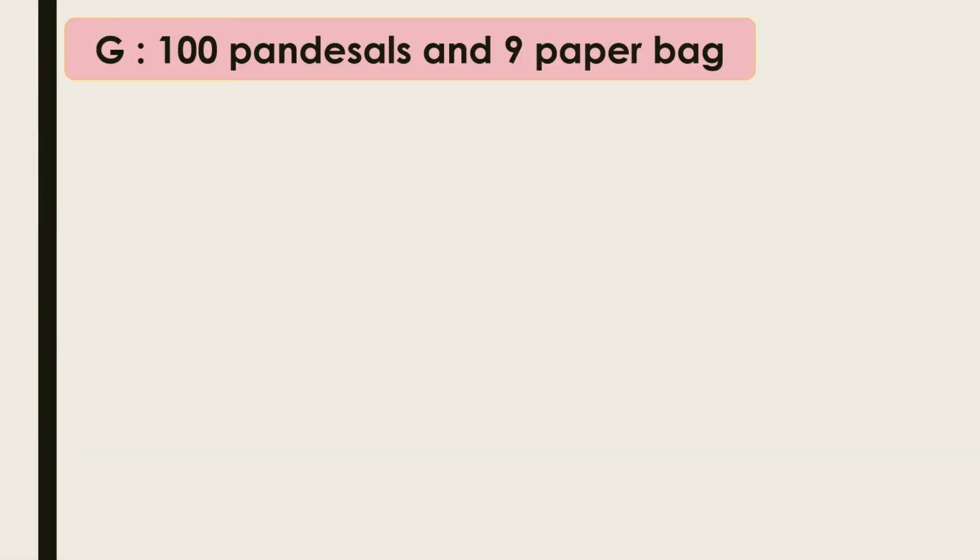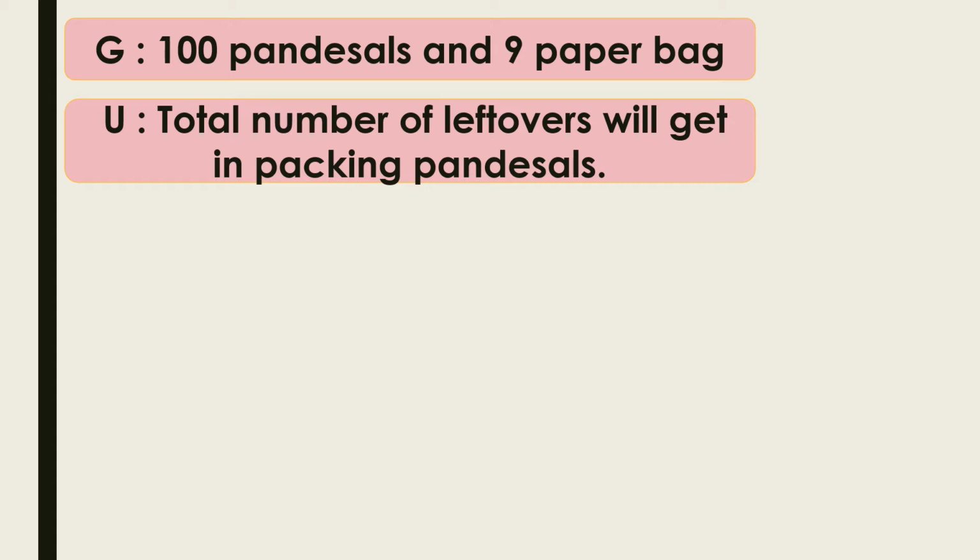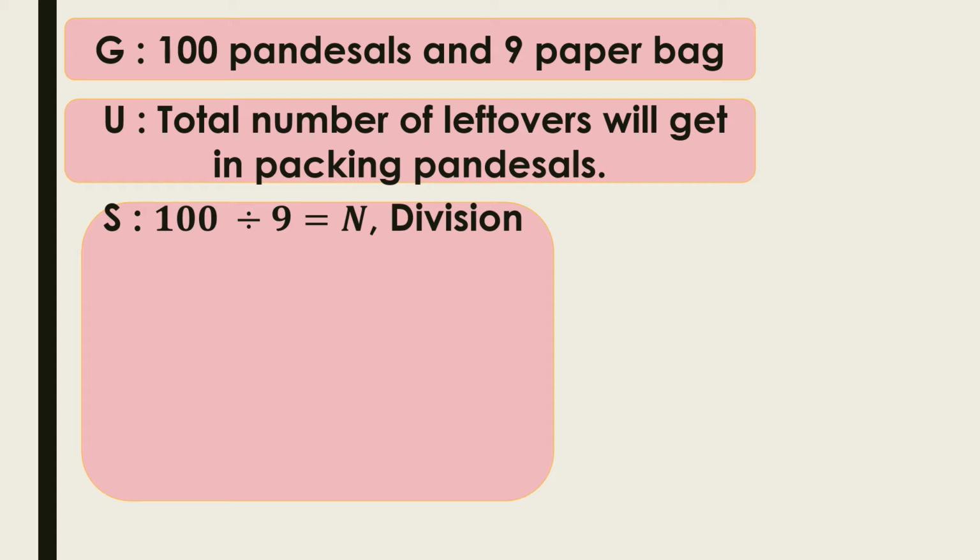So next, how do we solve this using GUSA? Given 100 pandesal and 9 per paper bag, the unknown is the total number of leftover we will get in packing the pandesal. Next, solution. We write the number sentence, which is 100 divided by 9 equals n, and our operation to be used is division. So here, how do we solve this? We just use the division house.